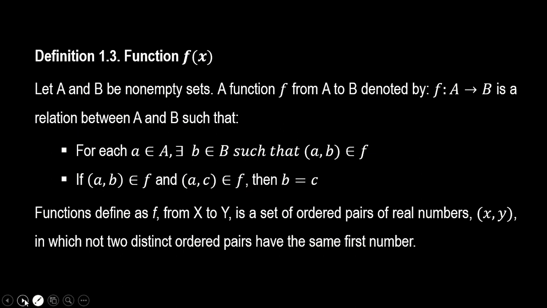It just means that a function defined as f from X to Y is a set of ordered pairs of real numbers (x, y) or (a, b), in which no two distinct ordered pairs have the same first number. Okay, so note, no two distinct ordered pairs have the same first number.